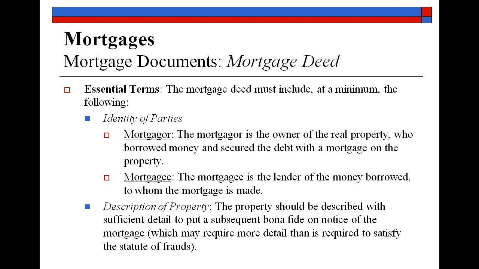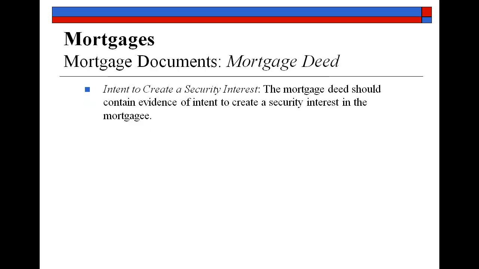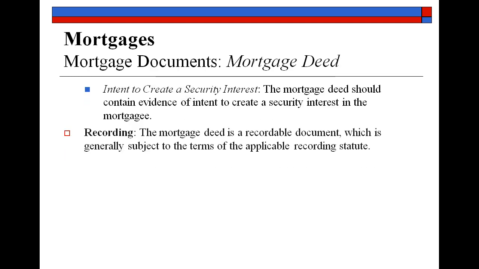The mortgage deed must also include a description of the property. Now, for the purposes of the statute of frauds, the description has to be simply sufficient to identify the property so that the parties know what property is being bought and sold. However, it's always a good idea to include a more detailed description because, as we'll see in later lectures, a mortgage is a recordable document, and more detail in the description of property is required for a recordable document. In addition, the mortgage deed must show intent to create a security interest. And finally, as I mentioned again, the mortgage deed is a recordable document and in most cases should be recorded.